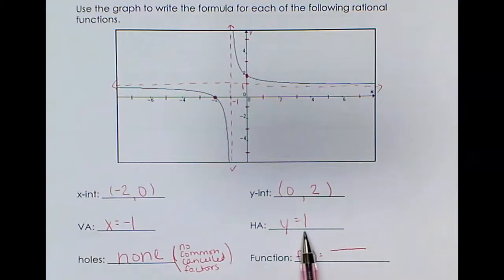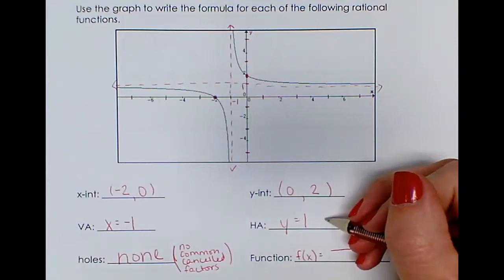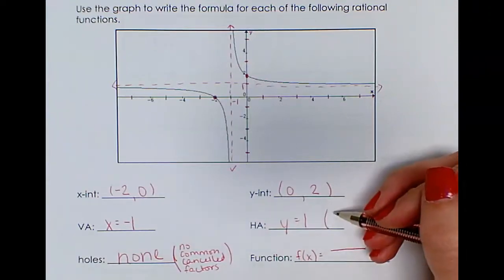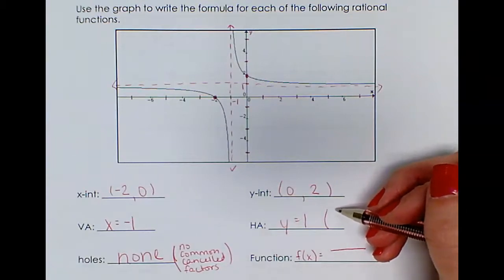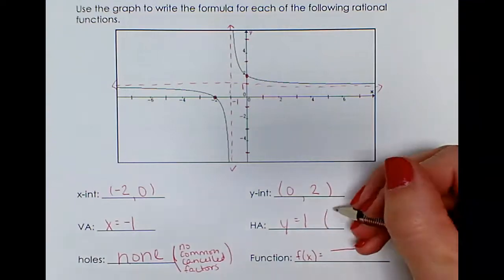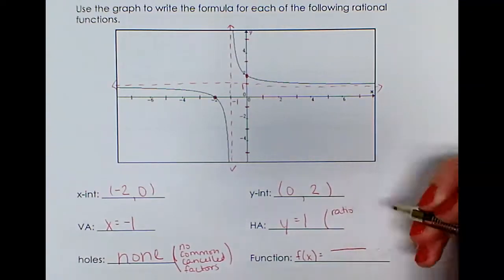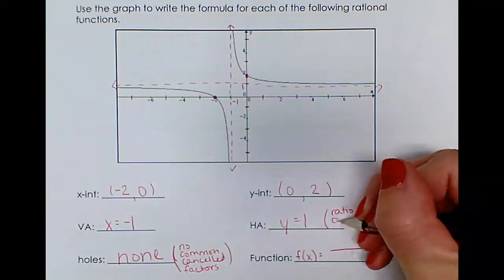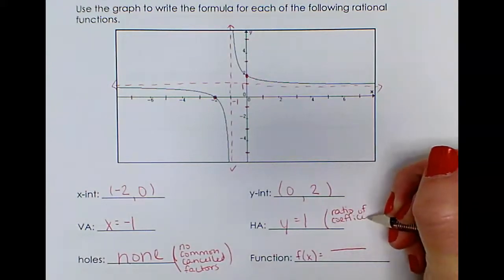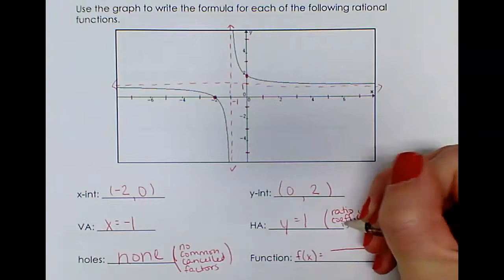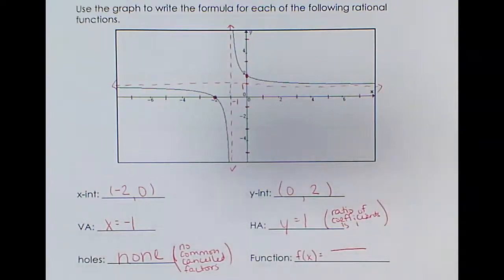If the horizontal asymptote is something other than 0 or none, then the ratio of the coefficients of the highest level terms is going to be whatever is here. So the ratio of the leading coefficients is 1. So I won't have like 2x or 5x out in front. It will just be x's.